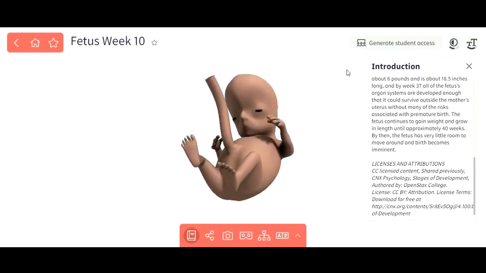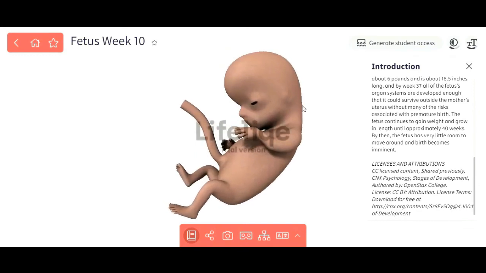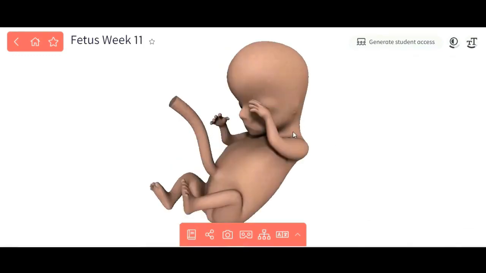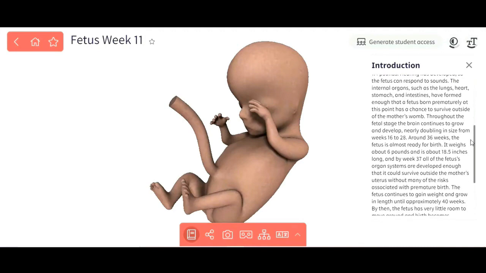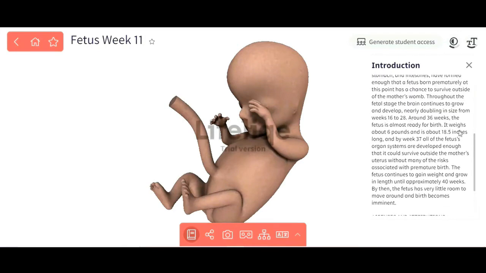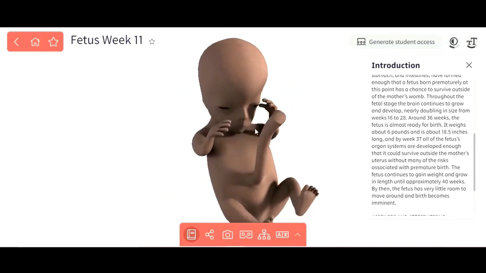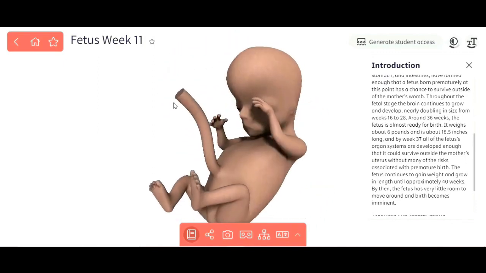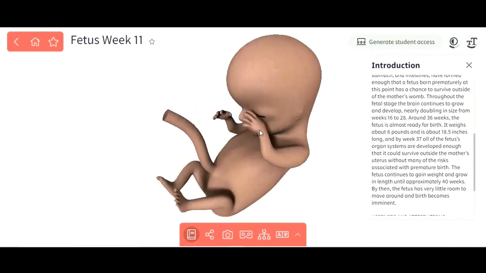So everybody, you can see the structure that I have explained in the introduction, and this is the fetus in week 11. We can see the introduction, which is the same as the last introductions. We can see the animation of the fetus in week 11. We can see that the structure of the face is already mostly complete, which consists of nose, eyes, and mouth.